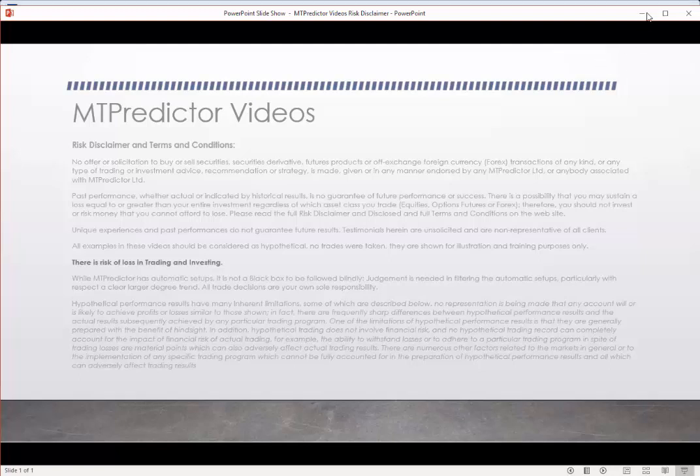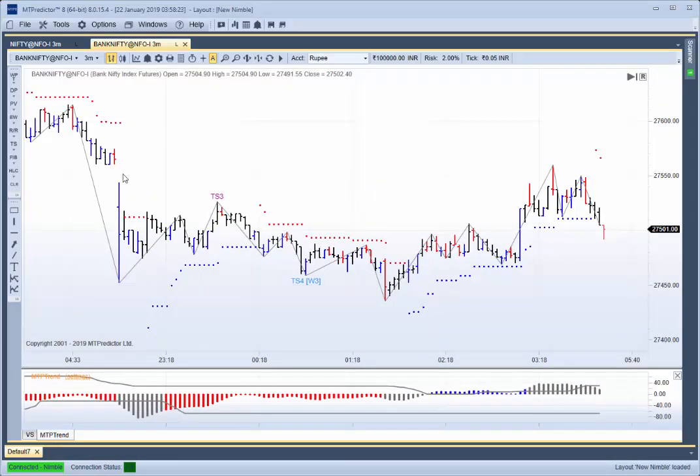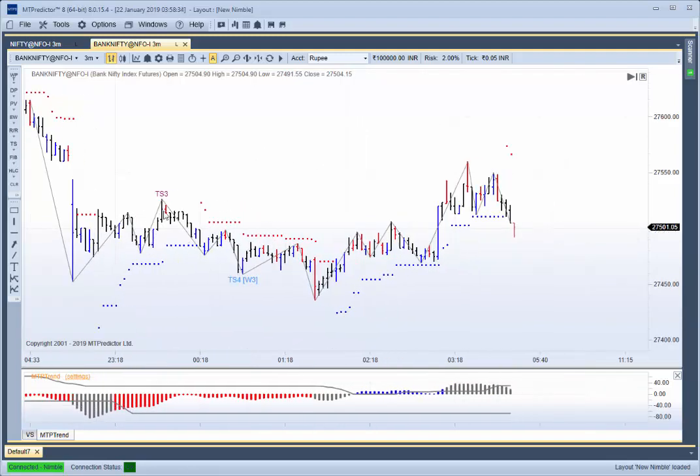So let's have a look at a trade setup that's unfolding or has just unfolded today, which is January the 22nd, on the BankNifty over there in India. And it's this TS3 sell setup here. You can see initially this looks to be a good MTPredictor sell setup. We're in the direction of our MTP trend.